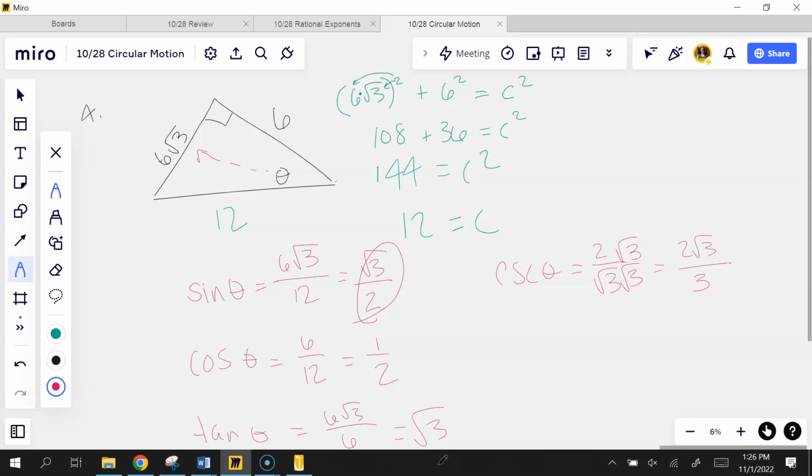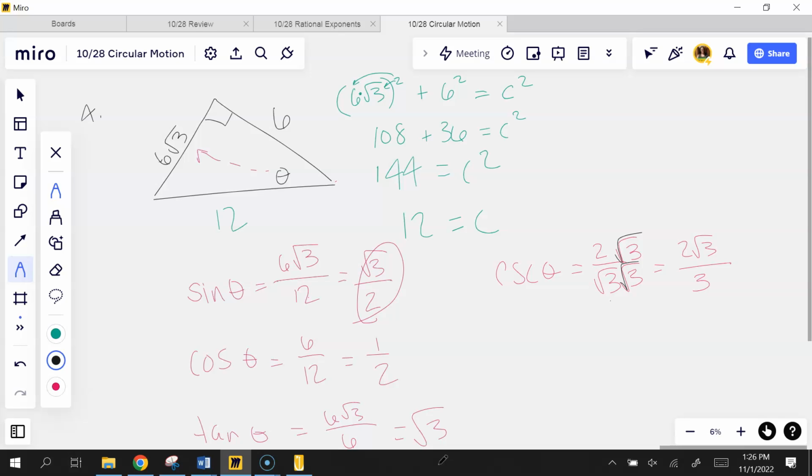Go back to algebra 2. Can't have a radical in the bottom, so you multiply the top and the bottom by the root that's in the bottom. So because there was a square root of 3 here, I multiplied the top by square root of 3 and the bottom by square root of 3. Square root of 3 times square root of 3 is just 3. Your calculator won't rationalize for you. And we're going to have to get exact answers because that's how we're going to do unit circle.